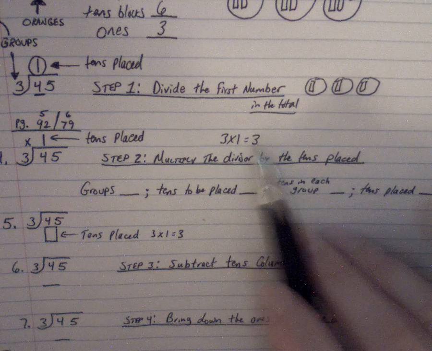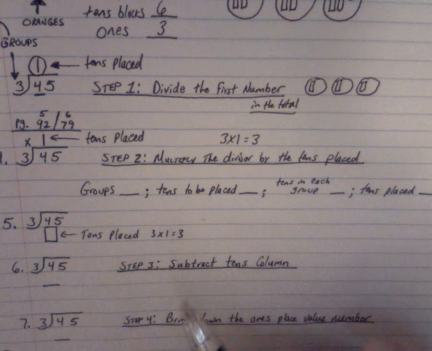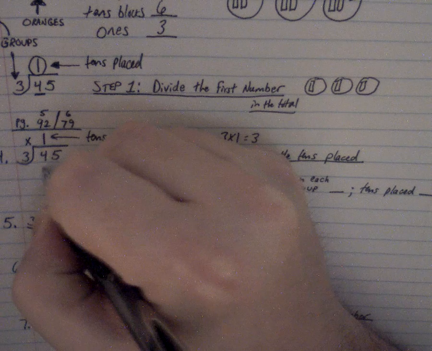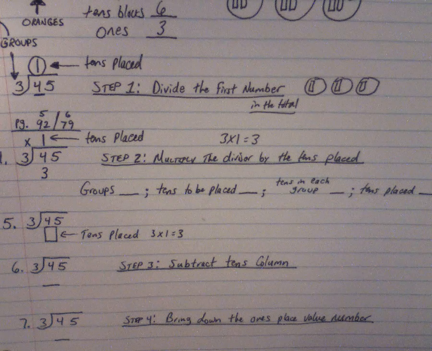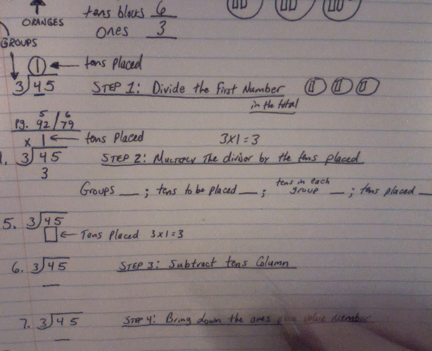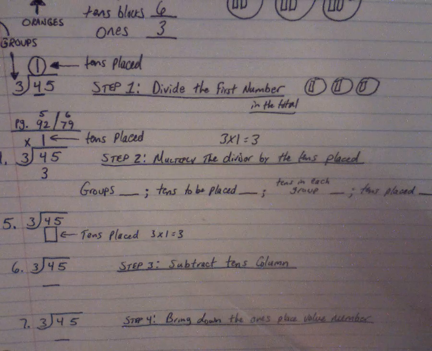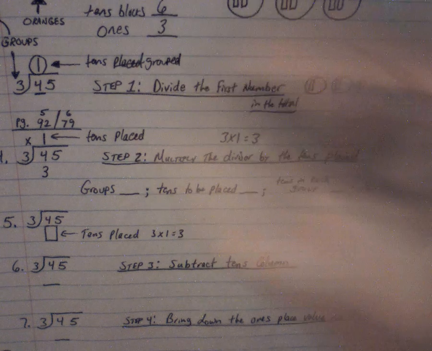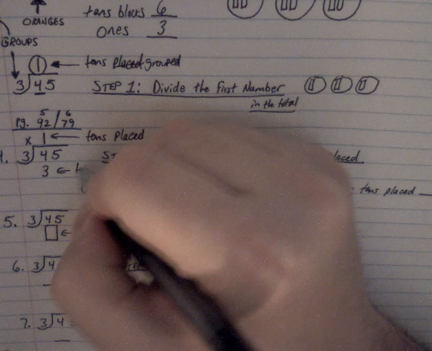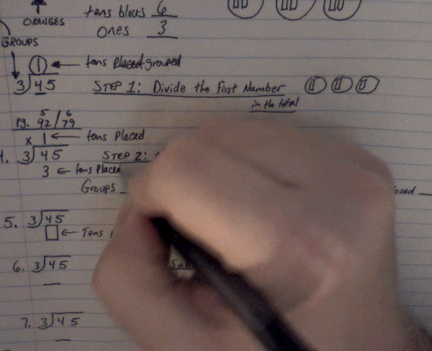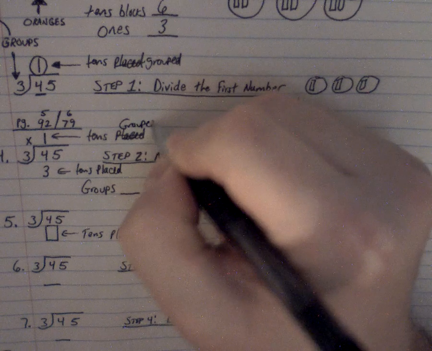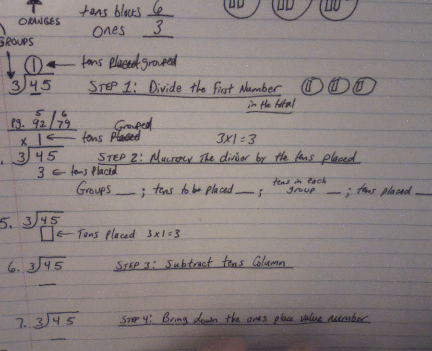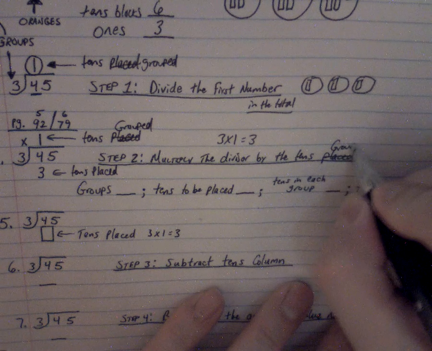Okay, what I would like you to do is, because we know that we placed 3 tens all together, we're going to write that down here. Sorry, this is the tens placed. I made a mistake. Tens grouped are right here. Because I grouped them. This is the tens placed. Mr. Wicklum apologizes. And that's grouped. Okay, tens grouped are on the top. I'm going to write that in here too.